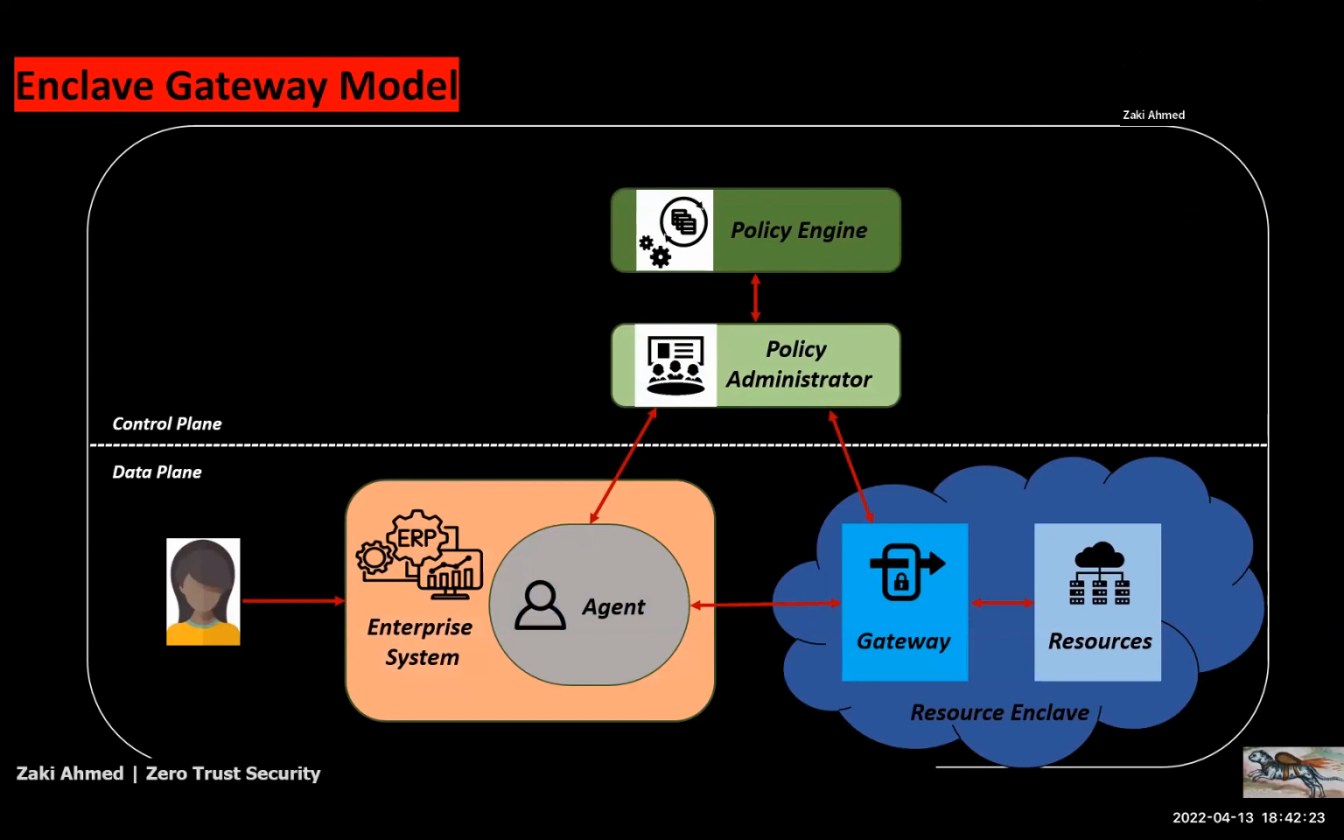Enclave gateway model. It is a variation of the device agent gateway model where the gateway may be located at the boundary of a resource enclave. It is well suited for legacy applications, good for on-site data centers, and useful for cloud microservices.